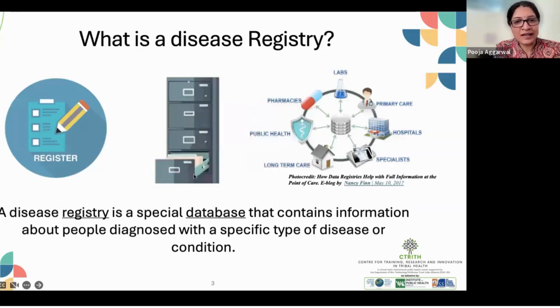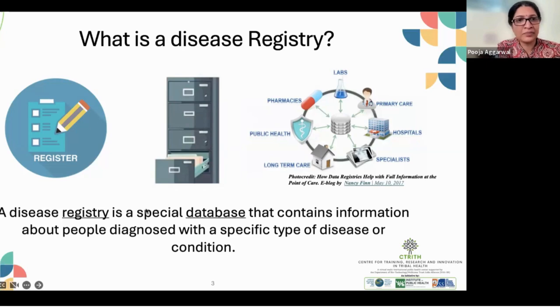To start with, in the next two slides, I'll give a brief introduction. What is a disease registry and why do we need it? Some of you may know that a disease registry is a special database that contains information about people diagnosed with a specific type of disease or condition. You must be aware of cancer registries, which are the mainstay for cancer patients, because so much is new about the disease that we would like to know how the disease progresses, what the health outcomes are, and what we can do to better the outcome. That's why a disease registry is required.